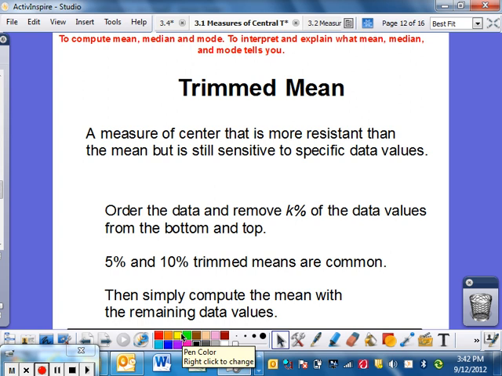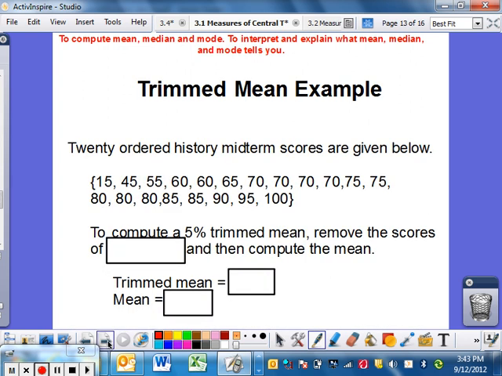So what you want to do to trim it, this is no different than trimming your hair. You're going to get rid of some of it, okay? Order the data, and you're going to remove some percentage of the data values from the top and the bottom. The common ones are 5 and 10%, depending upon which ones you want to do. And then you simply compute the mean after you get rid of the data.